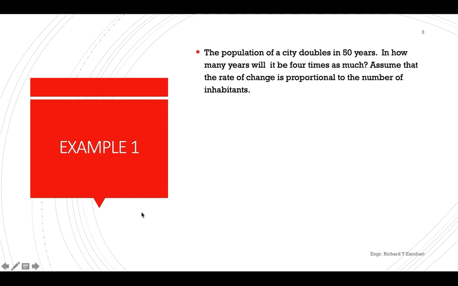The population of a city doubles in 50 years. So in how many years will it be 4 times as much? Assume that the rate of change is proportional to the number of inhabitants. So let x denote the population of the city, and it says that the rate of change is proportional to the number of inhabitants. So the differential equation is dx over dt equals kx.